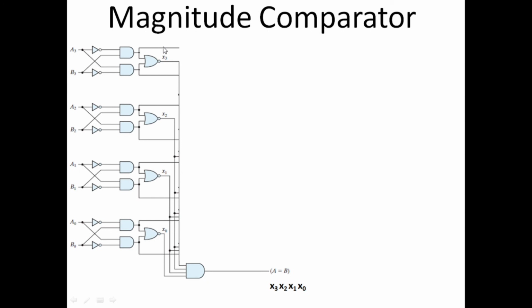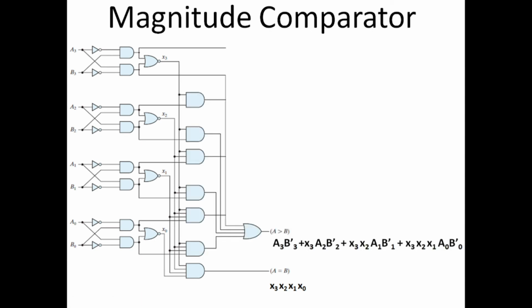The other connections are used for the A greater than B and A smaller than B equations, which we will see shortly. So this is actually an AND gate which combines x0, x1, x2, and x3, and if the value of the output at this line is 1, then this would tell us that the numbers A and B are equal.